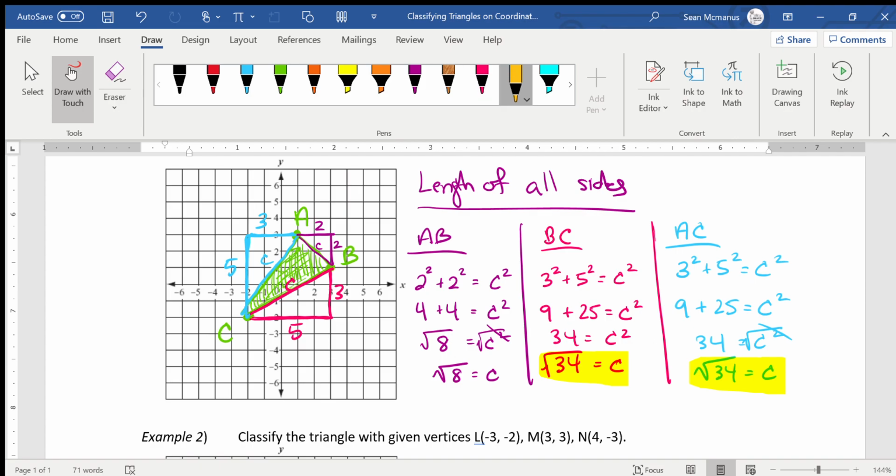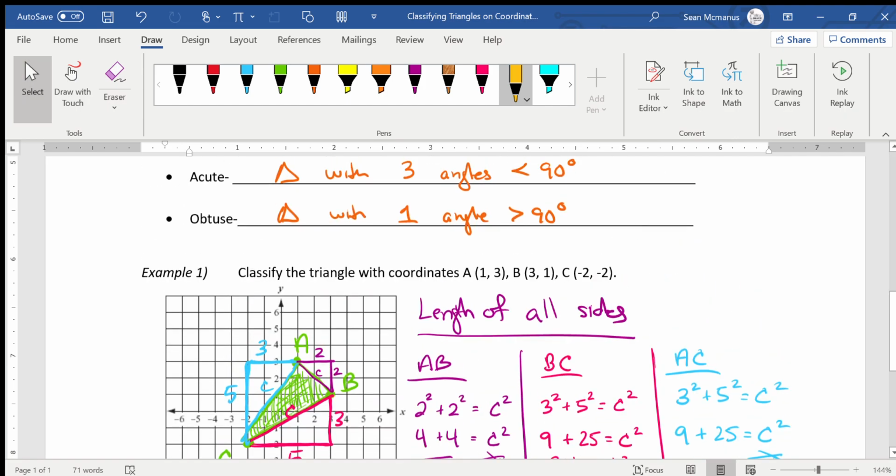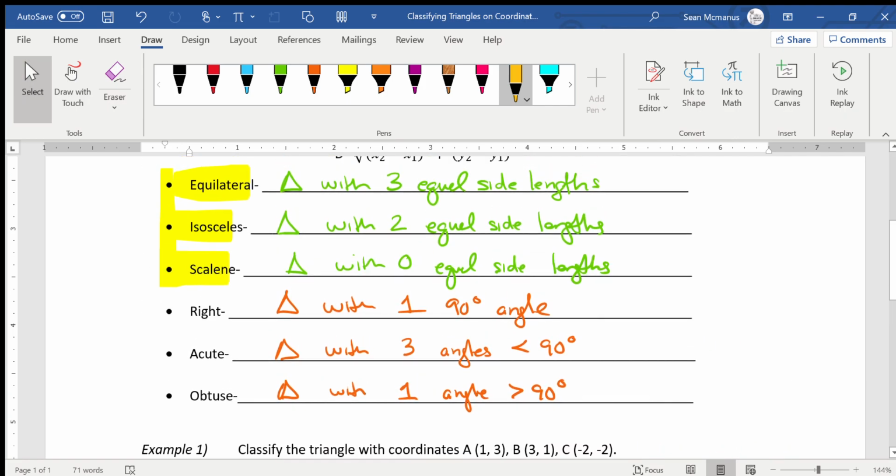So my final conclusion here, my classification: this is an isosceles triangle. My isosceles triangle has two equal lengths.